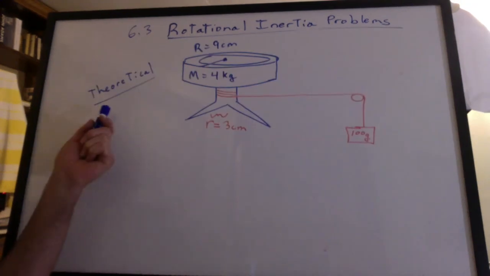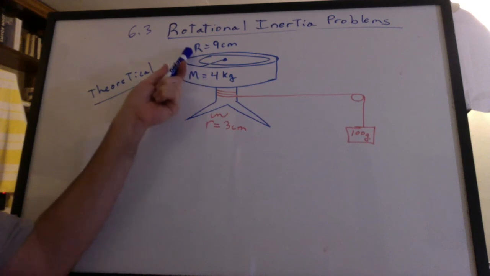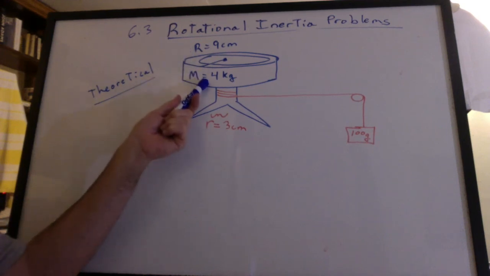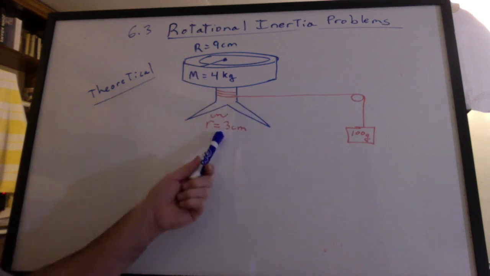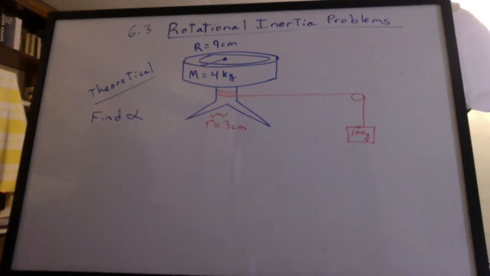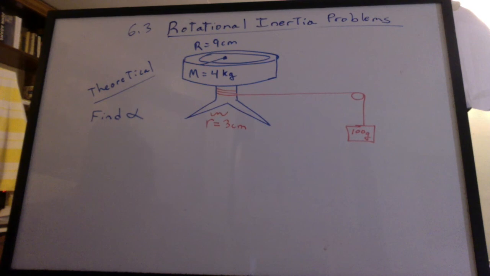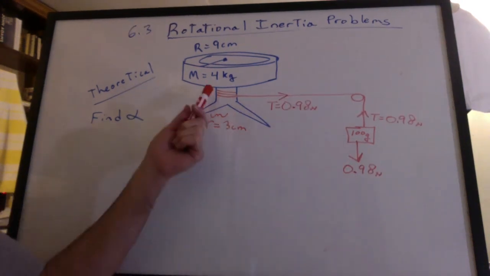So here's a theoretical problem. We have a ring, and the radius is 9 centimeters and the mass is 4 kilograms. You could do the theory and calculate the inertia. The string is going to be pulling off the axle with a radius of 3 centimeters. We have 100 grams out here. Find alpha. Now pause the video, try to do it. Now that's 100 grams, and you might think it's going to fall quickly, but that's a 4 kilogram ring. It's not going to go that fast.